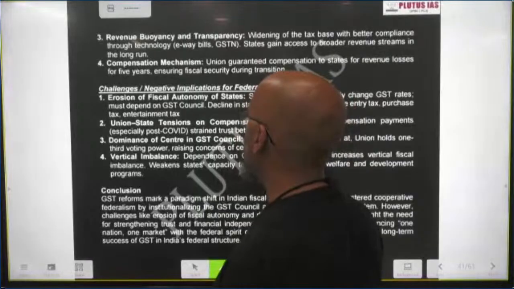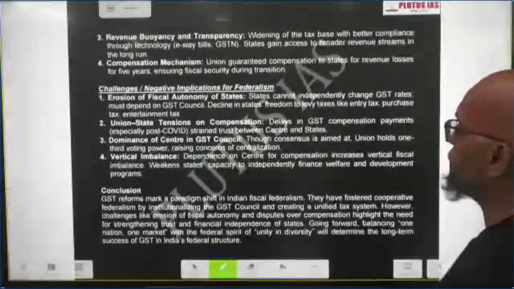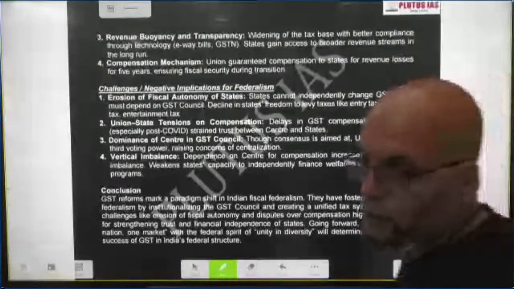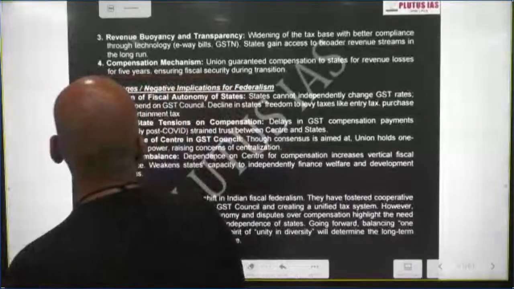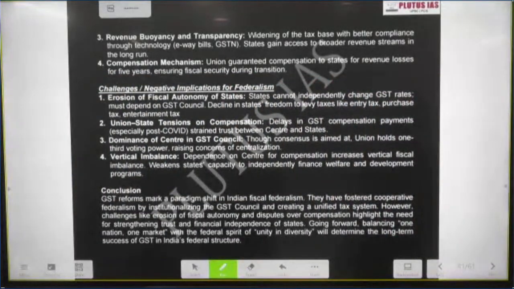Then revenue buoyancy and transparency. More revenue can be obtained. Widening of the tax base with better compliance through technology. States gain access to broader revenue streams in the long run. Compensation mechanism: union guaranteed compensation to states for revenue losses for 5 years, and it has been extended, ensuring fiscal security during transition.